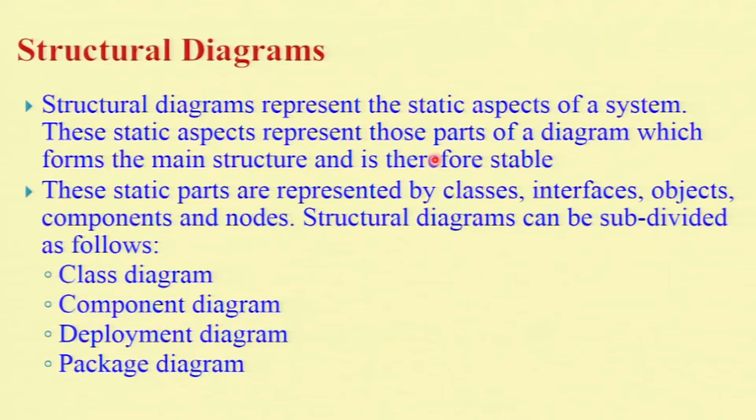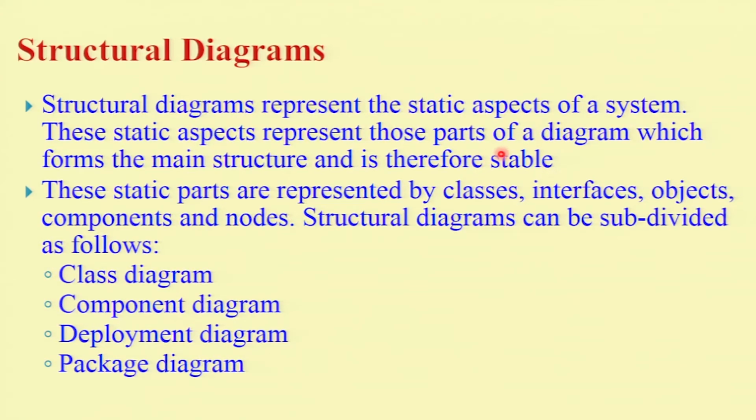Similarly, in the case of design diagrams, the design diagrams are broadly classified into two groups: structural diagrams and behavioral diagrams. The structural diagrams represent the static aspect of a system. These static aspects represent those parts of a diagram which form the main structure, and structural diagrams are usually stable. These static parts are represented by class diagrams, interface diagrams, object diagrams, components, and nodes.